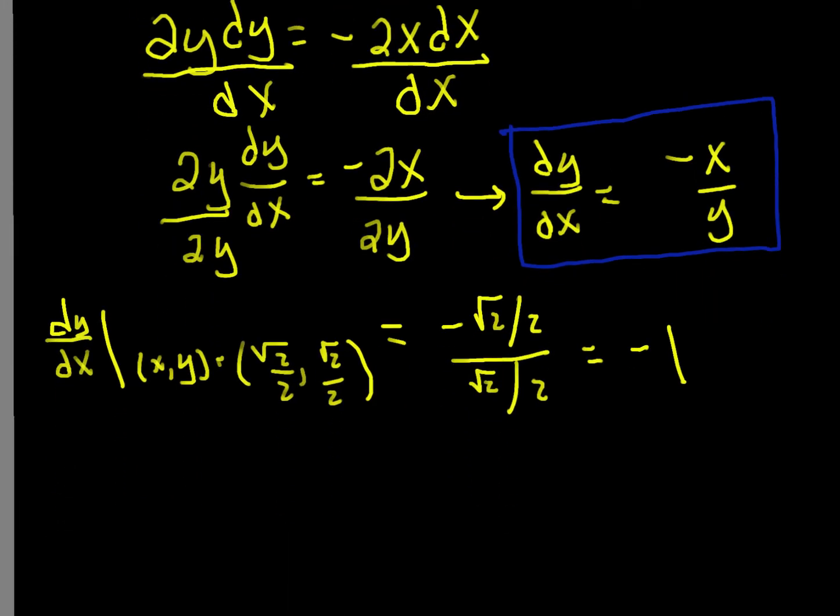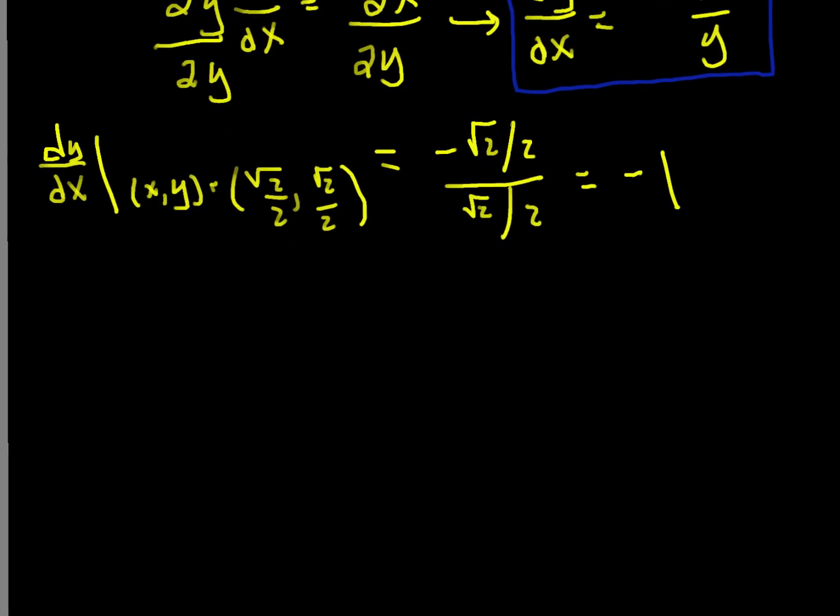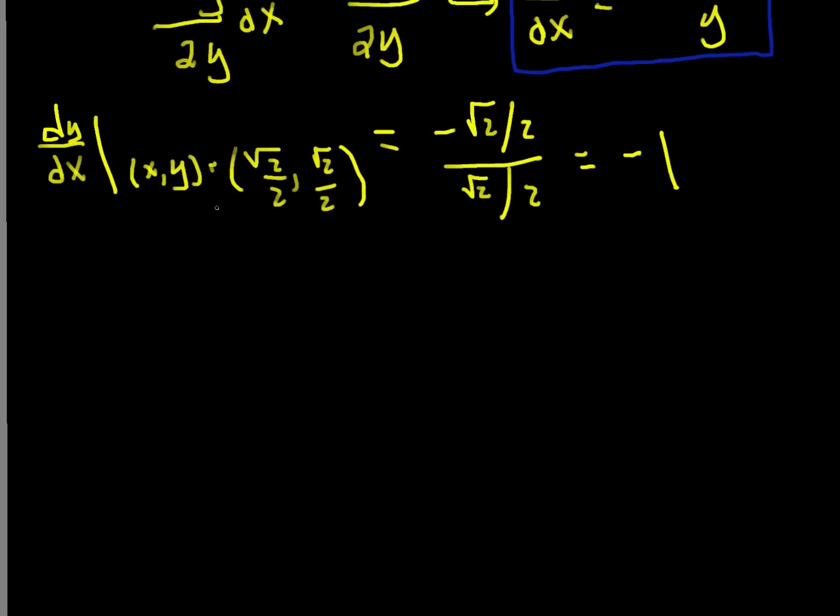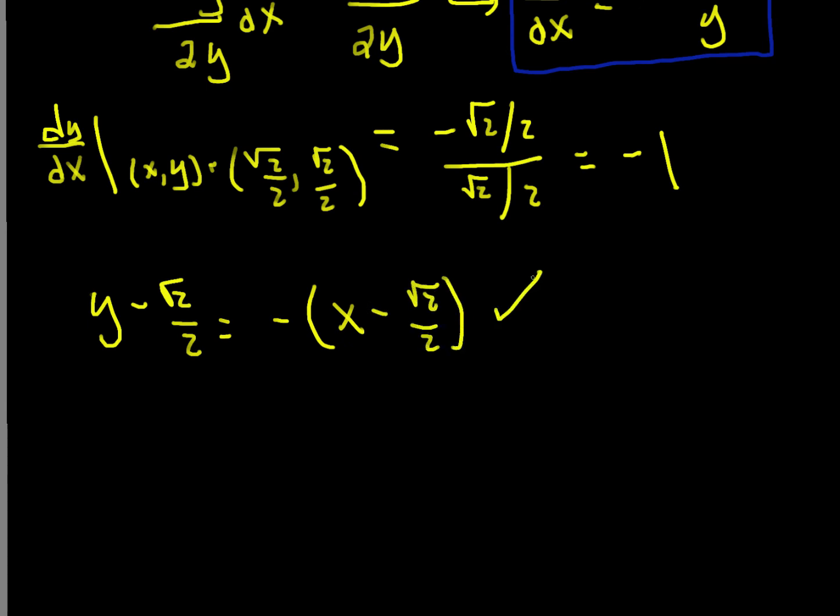And then finally our equation of the tangent line, since that's what we were looking for, the equation of the tangent line will be y minus our y-coordinate, which is root 2 over 2, is equal to negative 1 times x minus root 2 over 2. That's the equation of our tangent line at the point root 2 over 2, root 2 over 2.